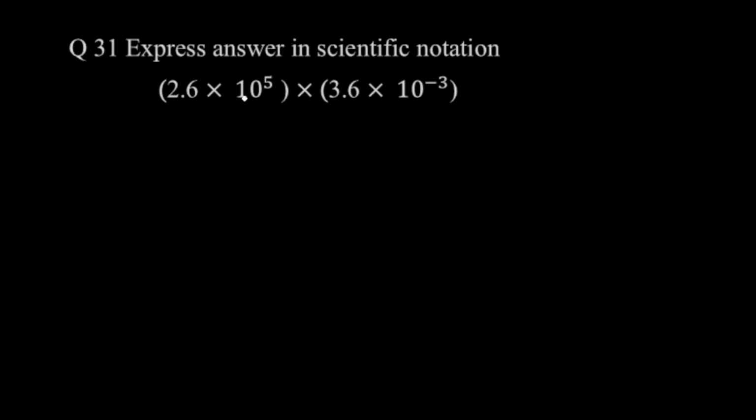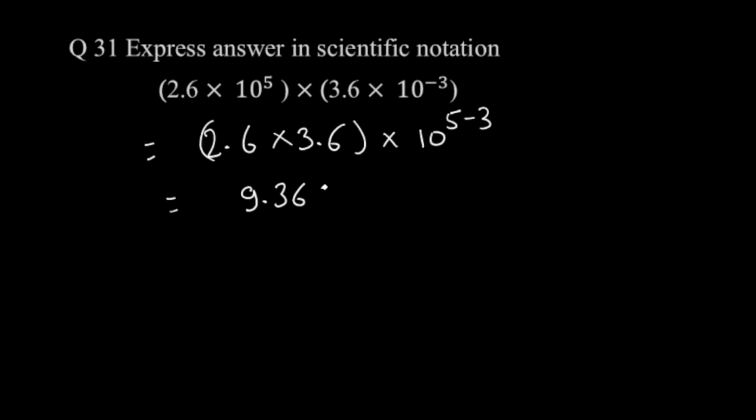2.6 multiply 10 to the power 5 multiply 3.6 multiply 10 to the power minus 3. How can we solve this question? Here you go. 2.6 multiply 3.6. We have an exponent of same base 10, multiply 10 to the power 5, but the exponent is negative, minus 3. 2.6 multiply 3.6, 9.36 multiply 10 to the power 5 minus 3, 2. It's so easy. Move to the next question.